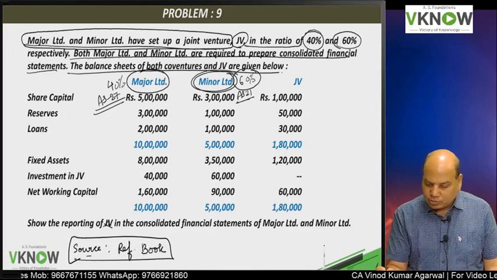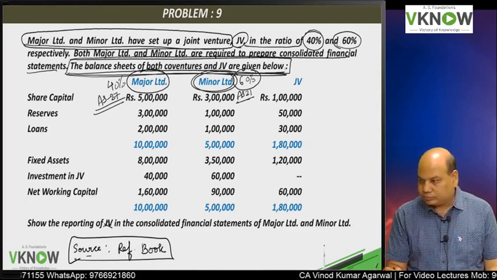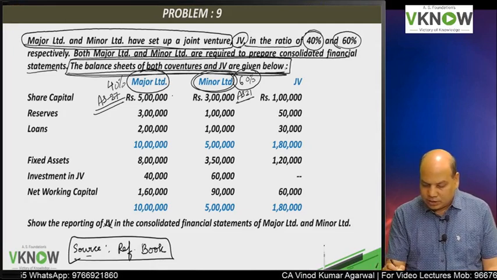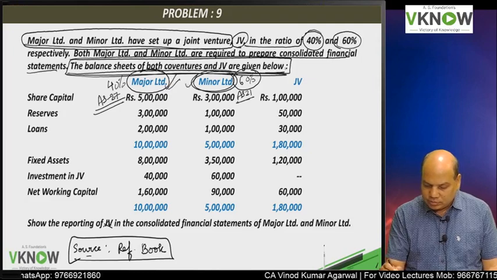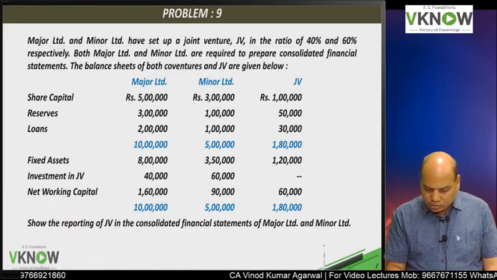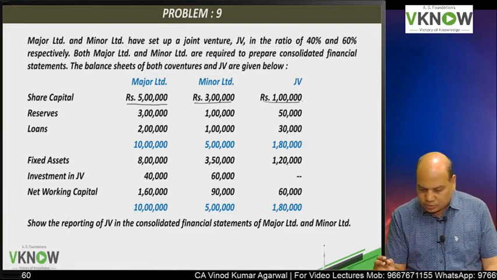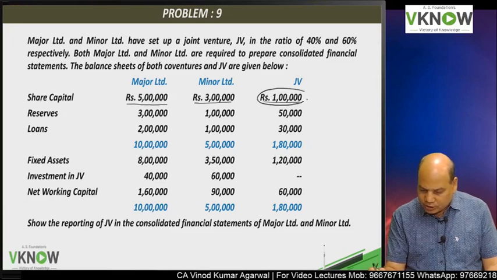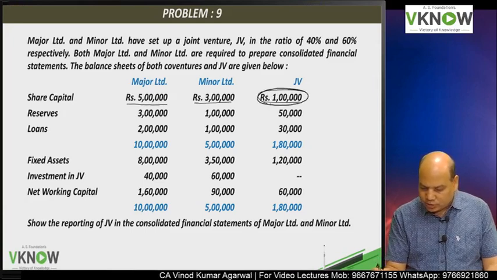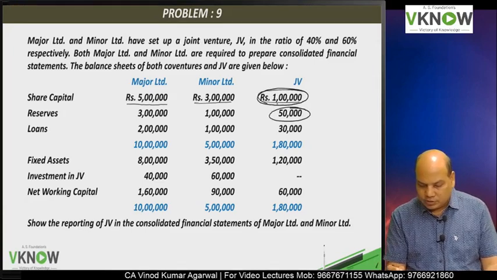The balance sheet of both the co-venturers and the joint venture are given below. So this is the balance sheet of Major, Minor, joint venture. Let us look carefully. These are their own share capital, no problem. Share capital of joint venture is 1 lakh. Reserve of joint venture is 50,000.